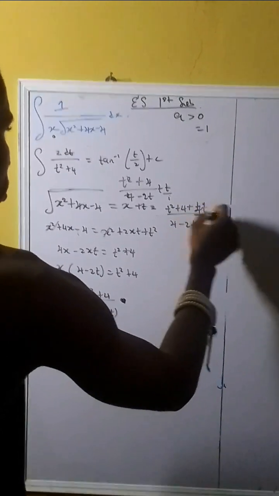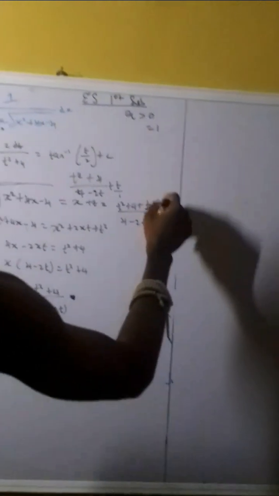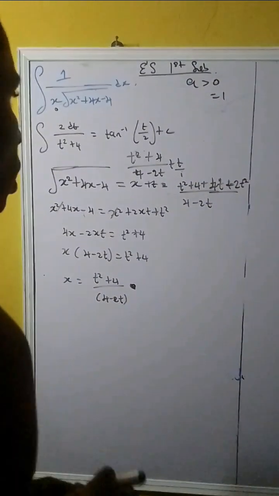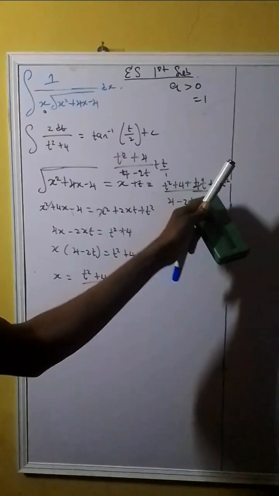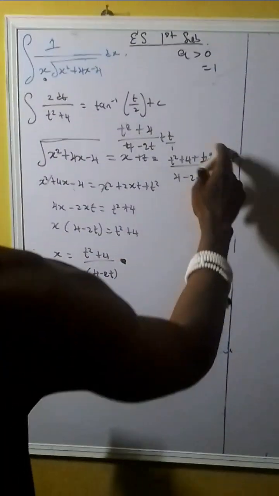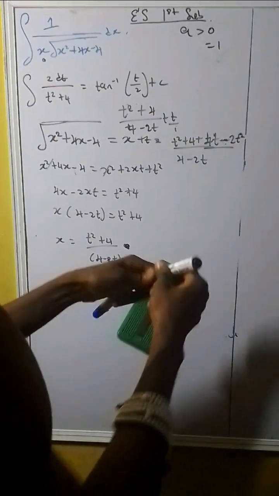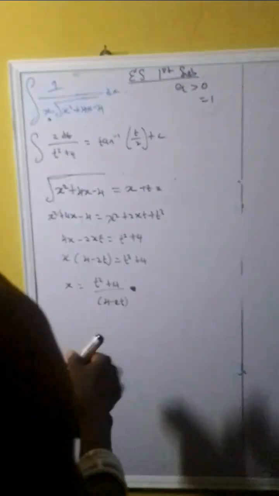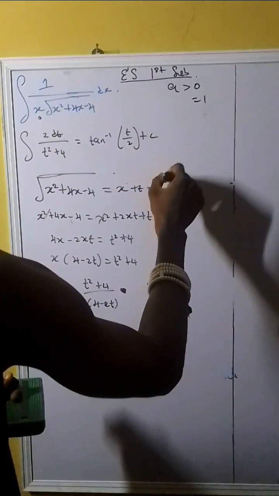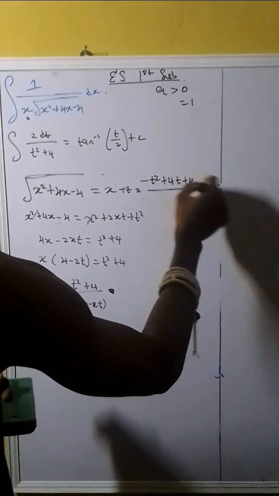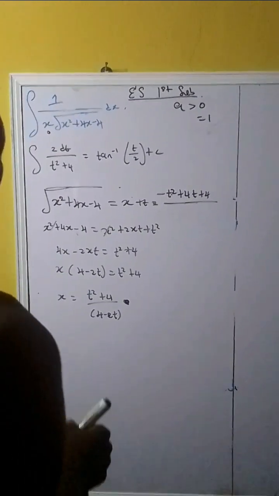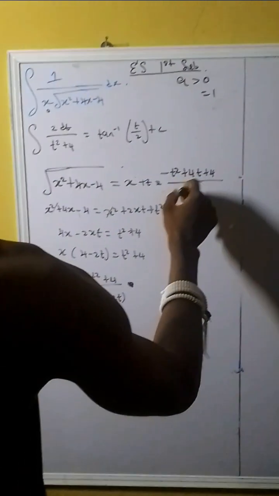This will give us 4t. Are you with me? 4t, then your 4t plus our 2t squared. So like I said, this would be t squared plus 4t. This will be, okay, minus 2t squared, sorry. This will be minus t squared plus 4t plus 4. So minus t squared plus 4t plus 4. That will be minus t squared plus 4t plus 4. Without wasting our time. Minus t squared plus 4t plus 4 over 4 minus 2t.